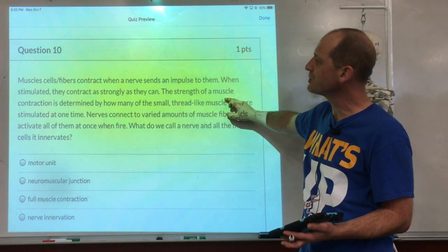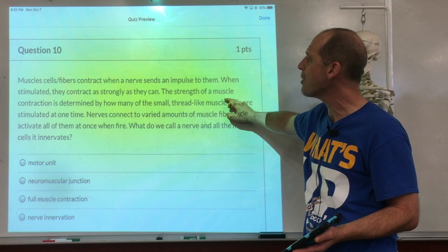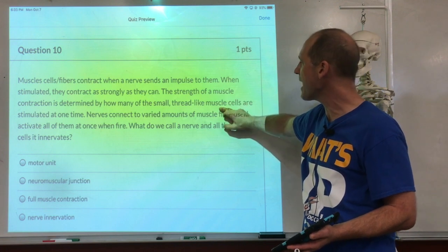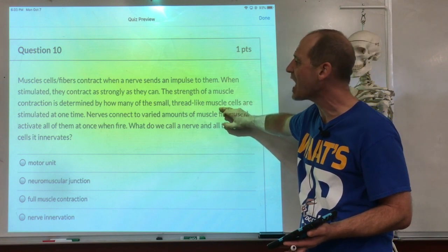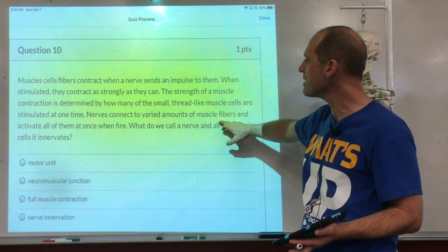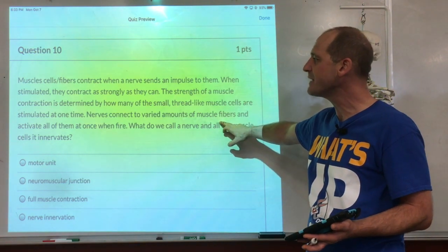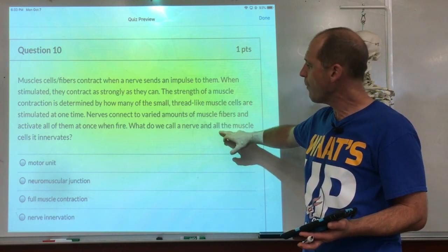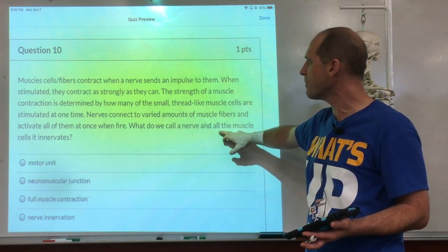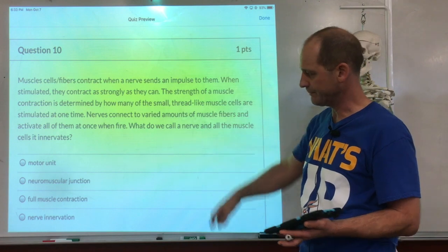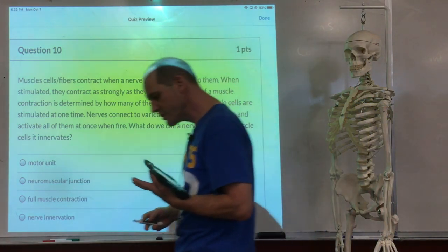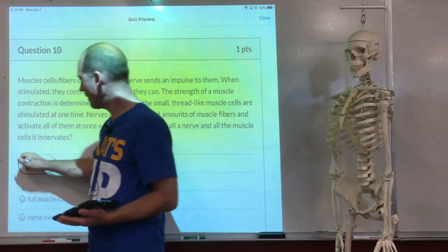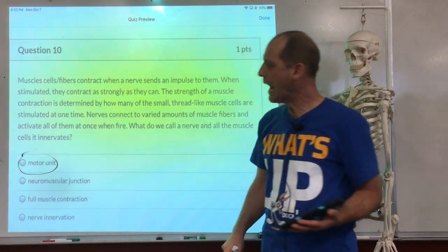The strength of a muscle contraction is determined by how many of the small thread-like muscle cells are stimulated at one time. Nerves connect to varied amounts of muscle fibers and activate them all at once when a nerve fires. What do we call a nerve and all the muscle cells that it innervates? Motor unit. Does that make sense?